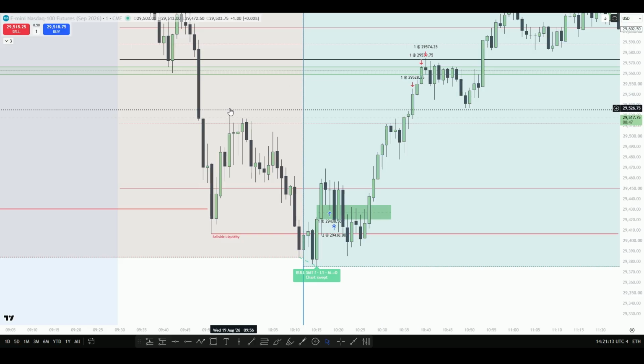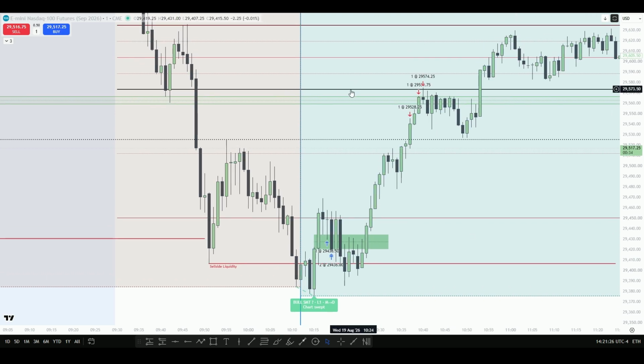So first partial here above this high, there it is. Second partial at the low of the opening range gap. So this black bold line is the low of today's opening range gap. So here is the exit. Okay, so very, very simple.